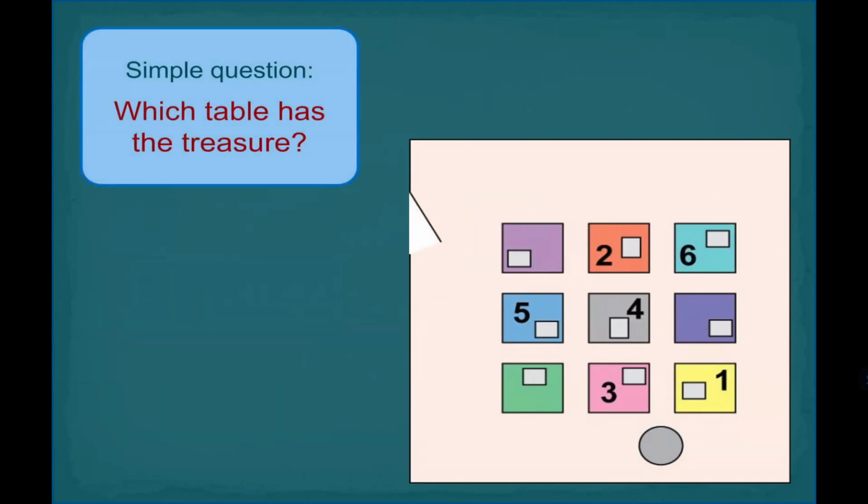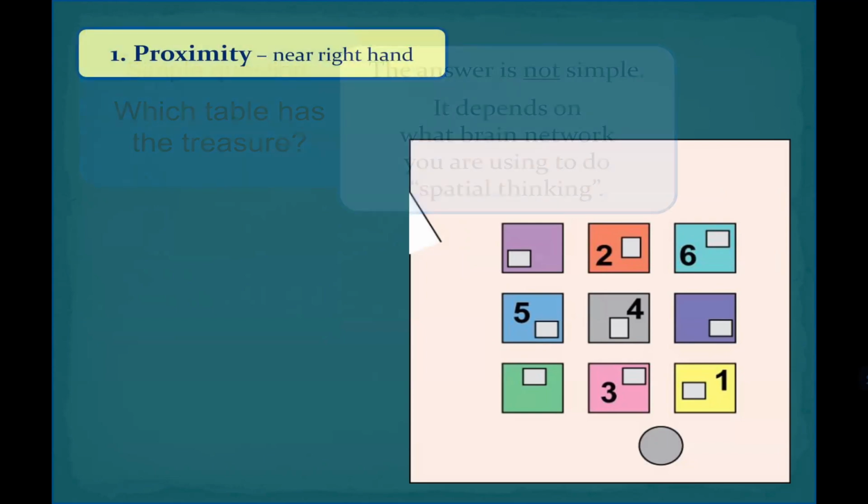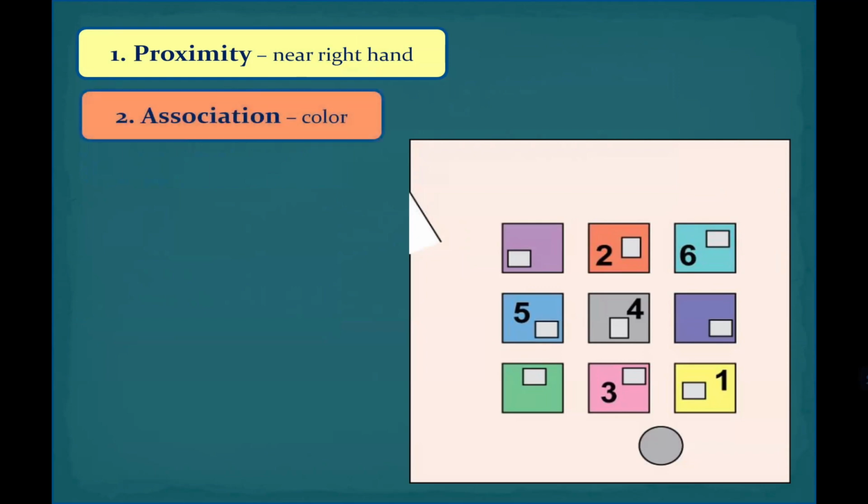The question is extremely simple. What table has the treasure? And the answer is not simple. It depends on what brain network you are using to do spatial thinking at this moment. If you're using the brain network called proximity, that's on the table near my right hand, you're going to put it on table number 1. If you're going to use an association network, which is in a completely different part of your brain, you're going to put it on table number 2. It's on the orange table.